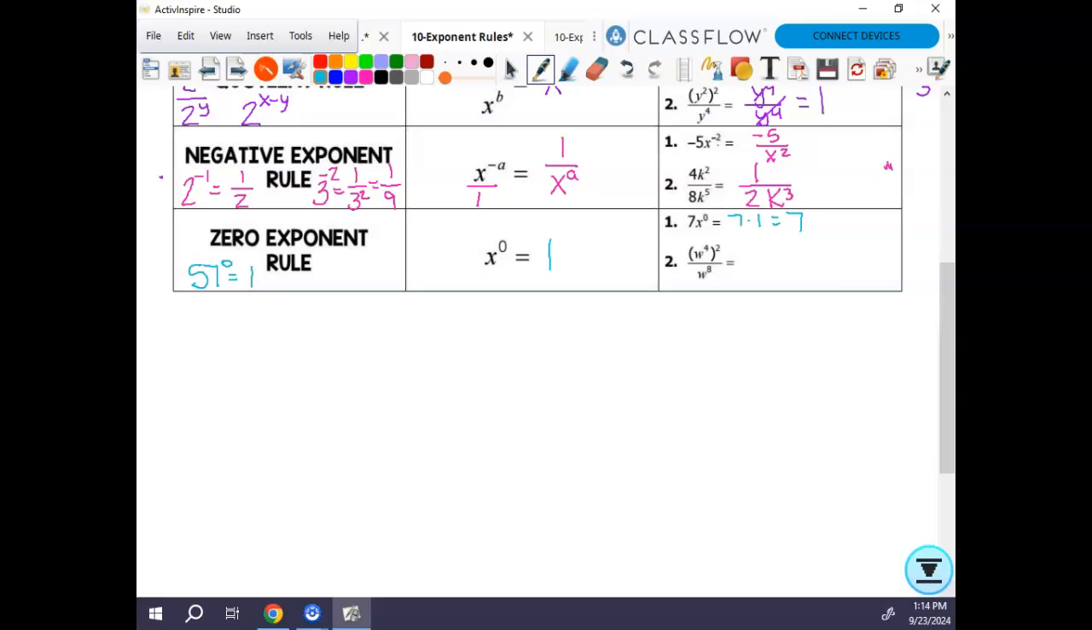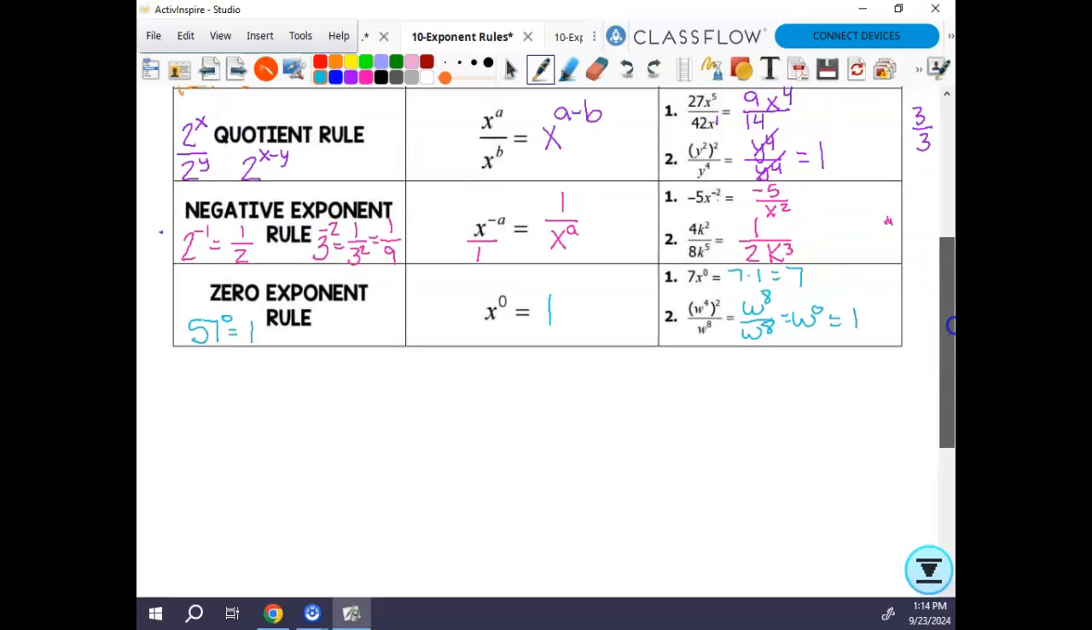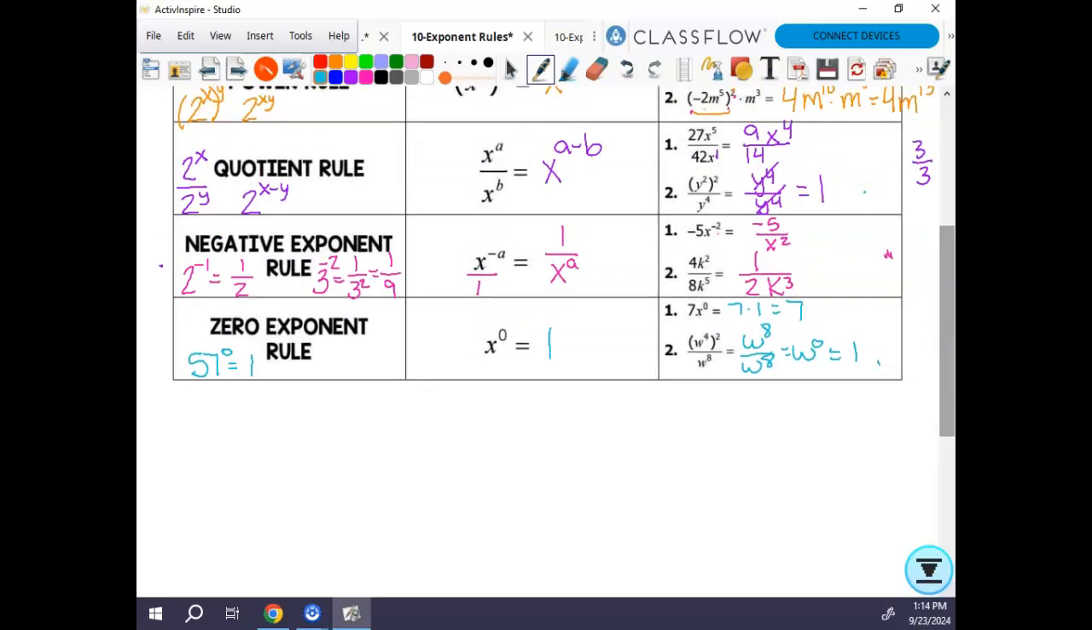Okay? And if we think about this quotient rule, w to the 4th squared would be w to the 8th over w to the 8th, right? My quotient rule says I subtract, so this would be w to the 8 minus 8, which is 0, which is another reason it's 1. You don't have to put that, like here we just canceled it out and got 1, and that's okay, but really that's the why behind it. What questions do you have? Do these all sound semi-familiar?